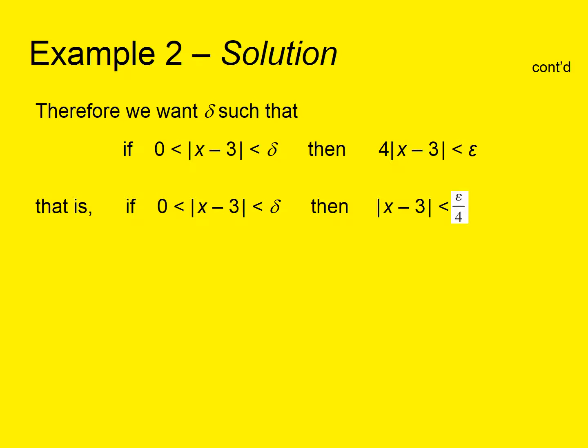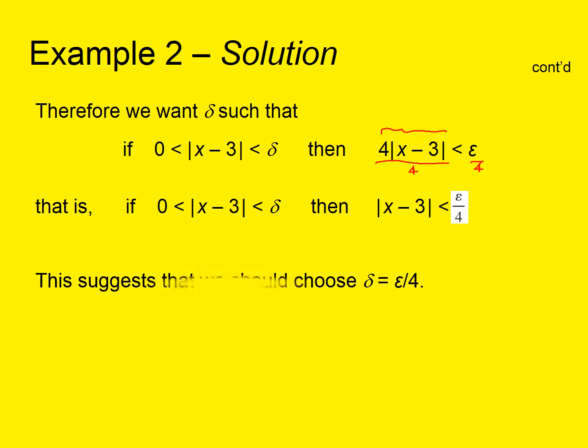And so, in other words, we want delta such that if positive absolute x minus 3 is less than delta, then this expression here, which is the same thing as that expression that we had, the f of x expression, is less than epsilon. Well, we can do that. That is, if positive absolute x minus 3 is less than delta, then divide both sides by 4. Absolute x minus 3 is less than epsilon over 4. This suggests that we should choose delta equals epsilon over 4.